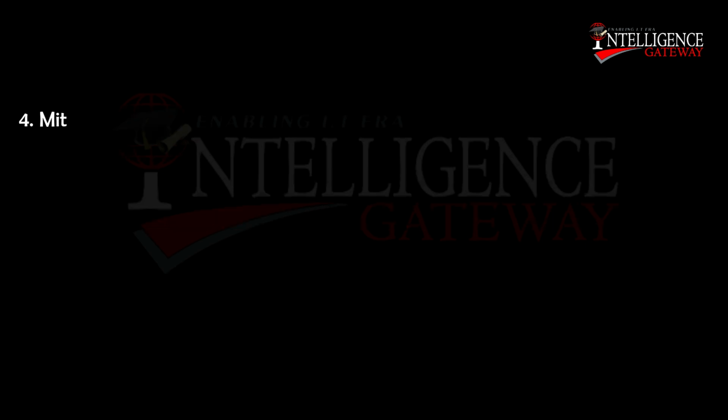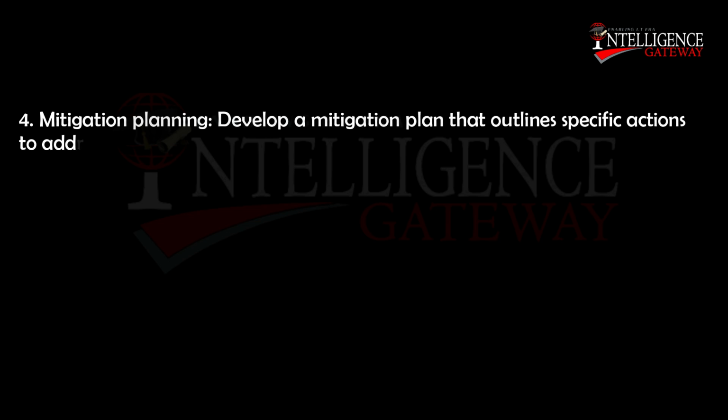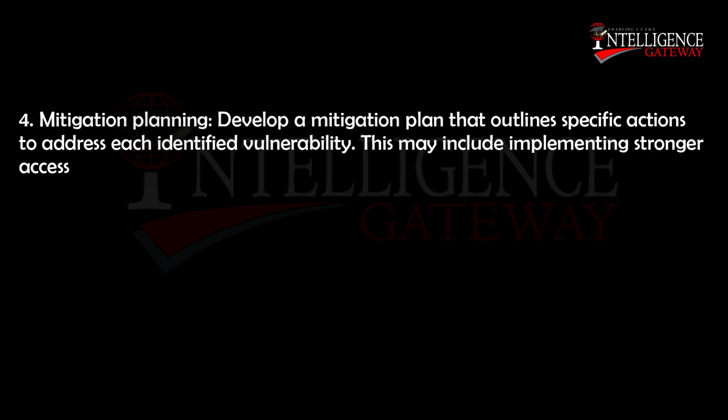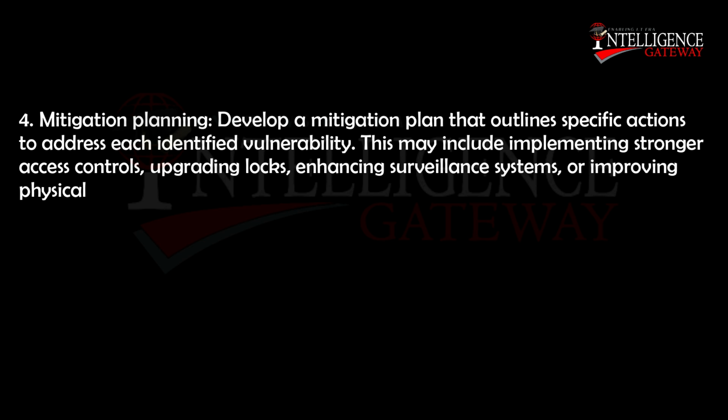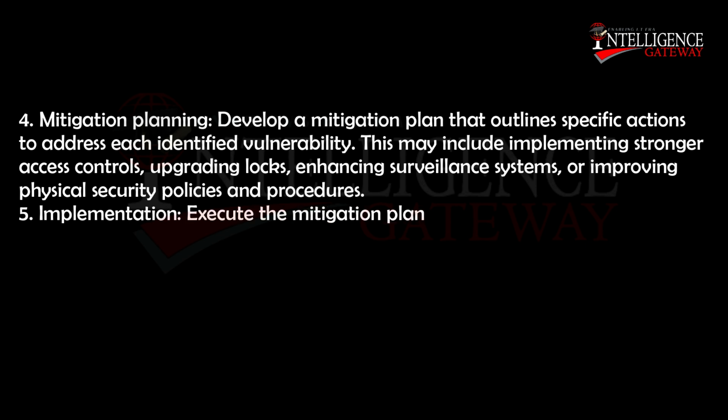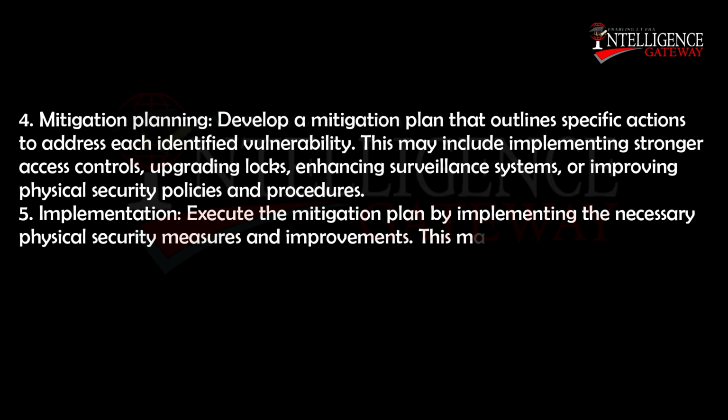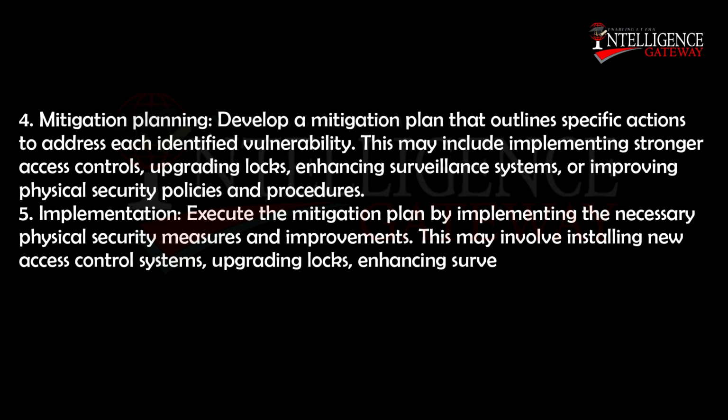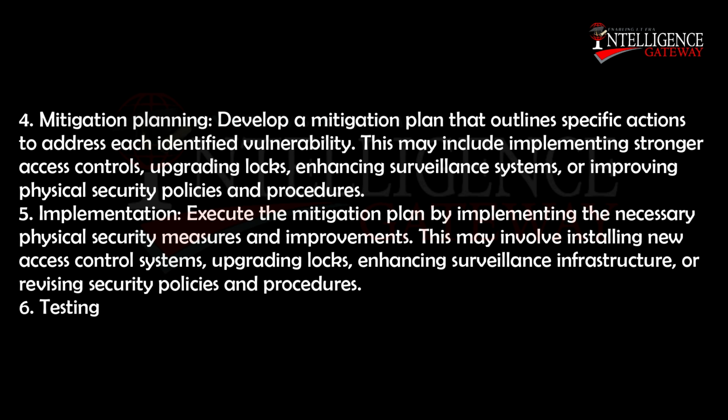4. Mitigation planning. Develop a mitigation plan that outlines specific actions to address each identified vulnerability. This may include implementing stronger access controls, upgrading locks, enhancing surveillance systems, or improving physical security policies and procedures. 5. Implementation. Execute the mitigation plan by implementing the necessary physical security measures and improvements. This may involve installing new access control systems, upgrading locks, enhancing surveillance infrastructure, or revising security policies and procedures.